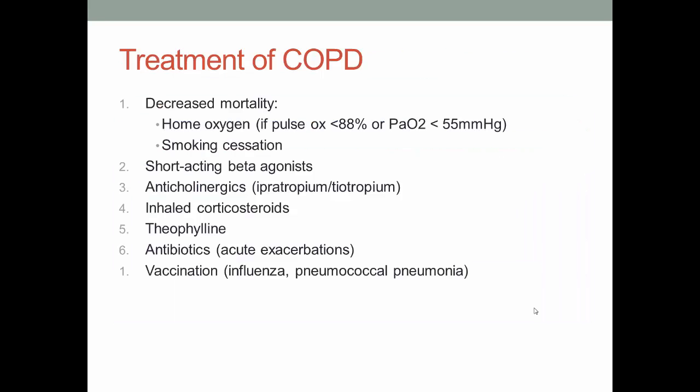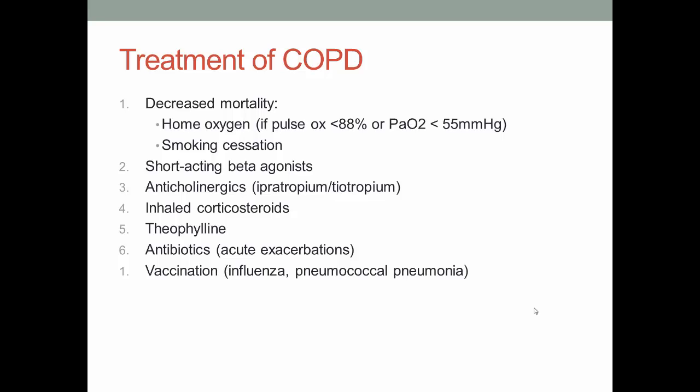What about the treatment of COPD? There's only two things that you can do to treat or decrease the mortality of COPD. One is to give home oxygen. So you might see people walking around with a little oxygen tank, right? They probably have lung disease, obviously, and it's probably COPD. And they're carrying the oxygen tank around because that's the only thing that's decreasing their mortality, unfortunately. The other thing is smoking cessation.